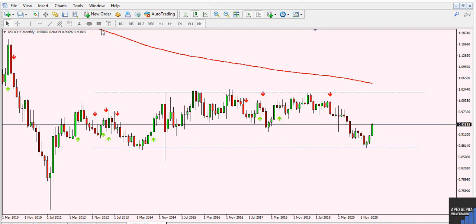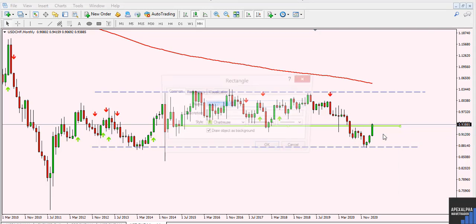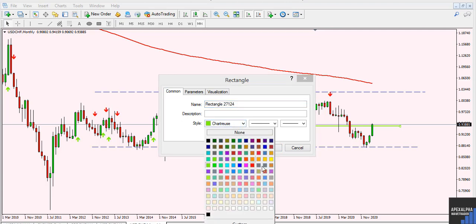So let's just draw. I'll put a band here. It doesn't mean that this singular band is the only one, I'm just trying to show you that there's a strong area of resistance there, and I'm possibly going to change the color to something.